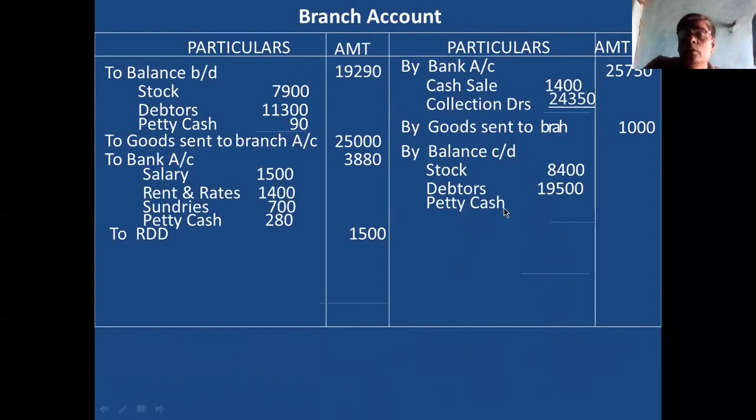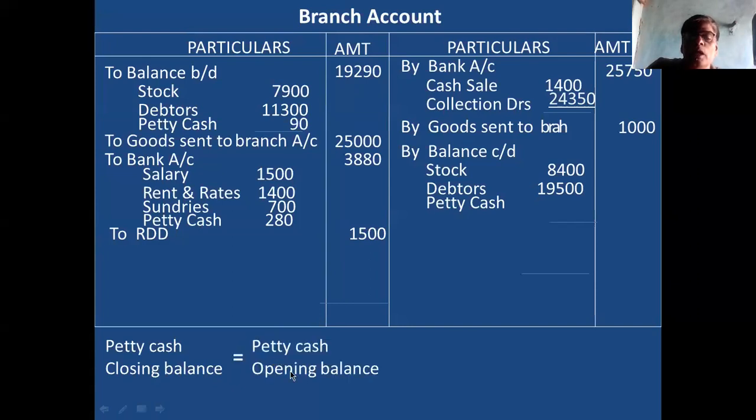PT cash closing balance is not given in the problem, so you have to calculate the PT cash closing balance. You write the equation: PT cash closing balance is equal to opening PT cash plus PT cash received minus PT cash expense.